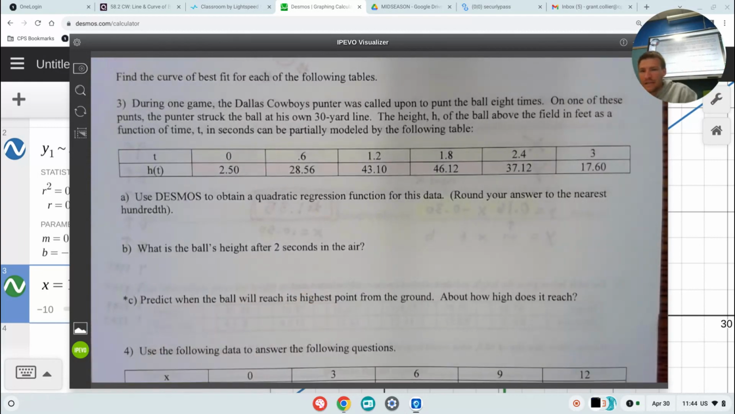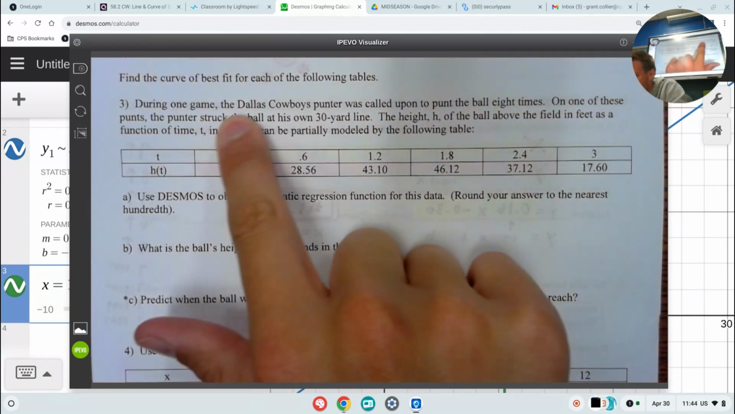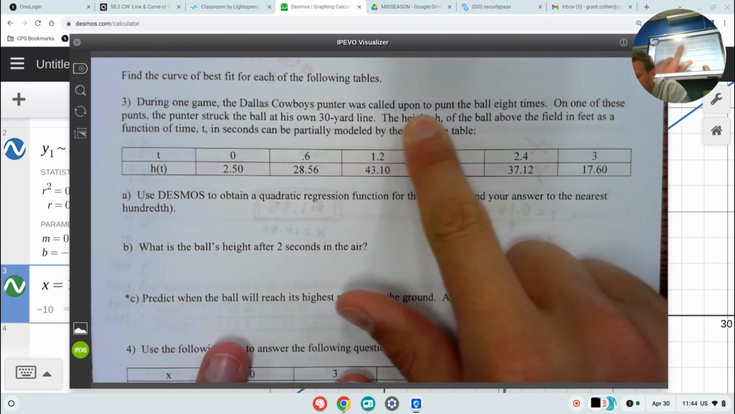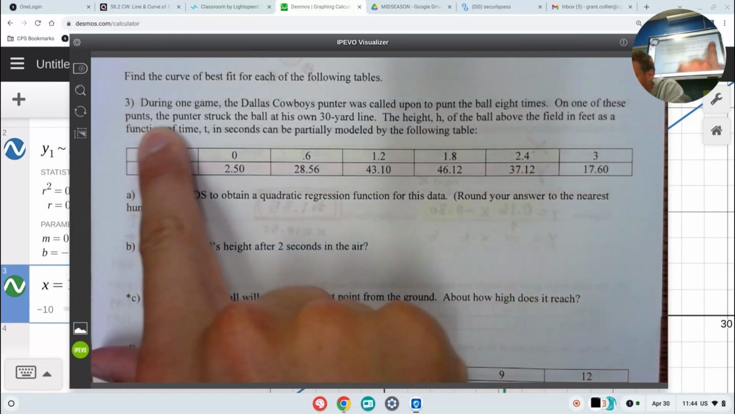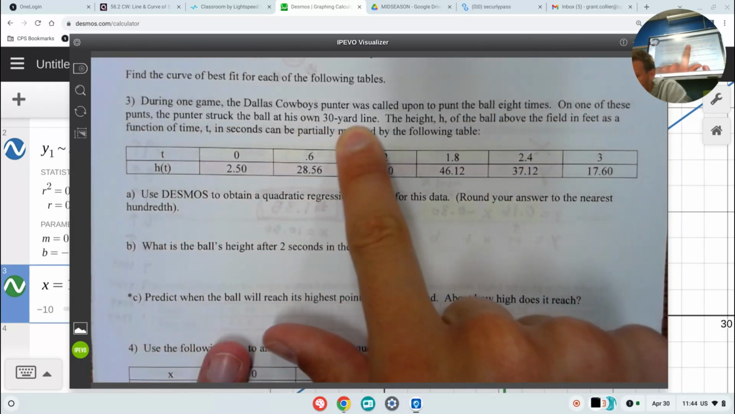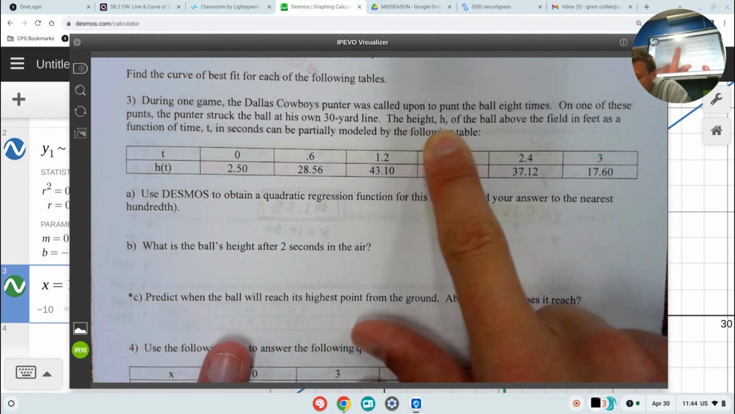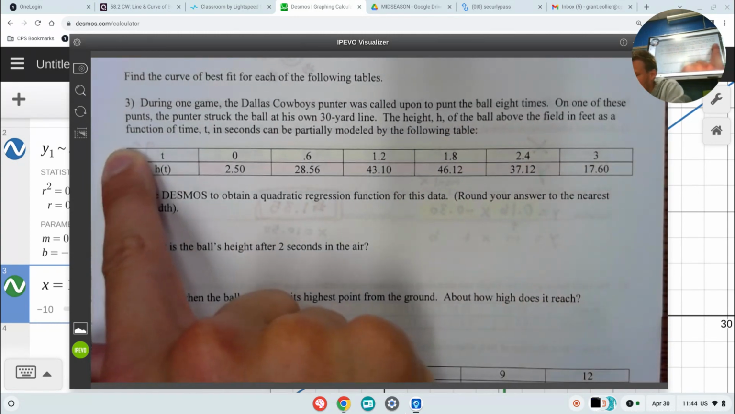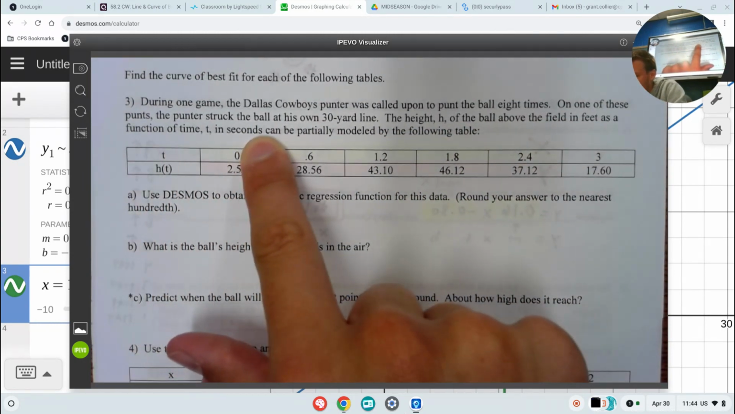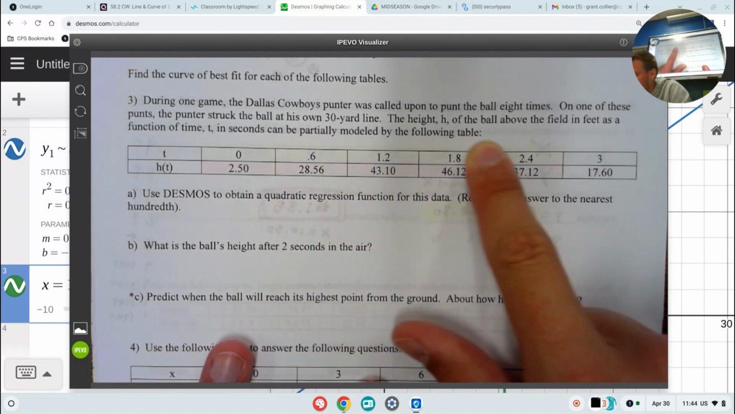Question number 3. It says, during the game, the Dallas Cowboys punter was called upon to punt the ball 8 times. On one of these punts, the punter struck the ball on his own 30-yard line. The height, h, of the ball above the field in feet as a function of time in seconds can be partially modeled by the following table.